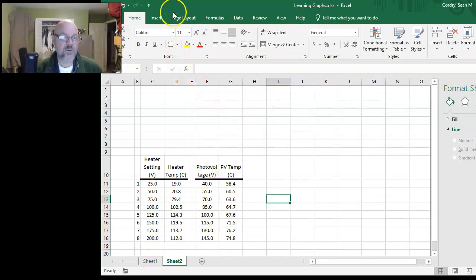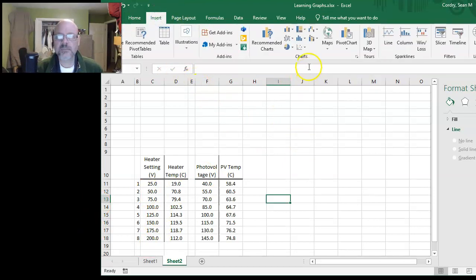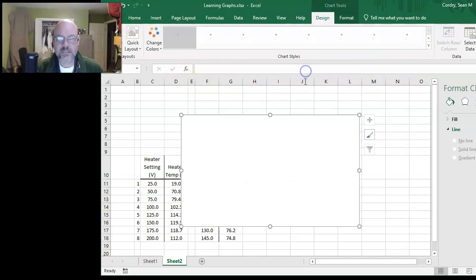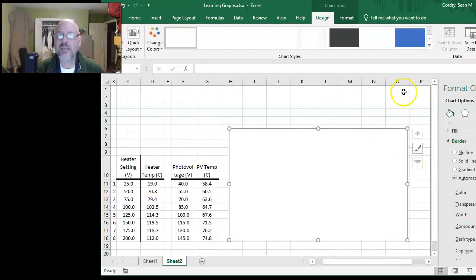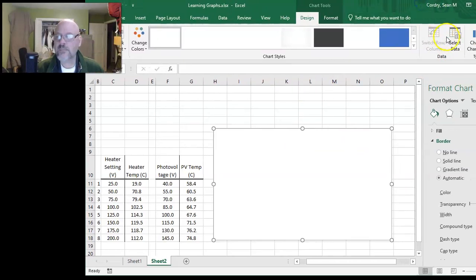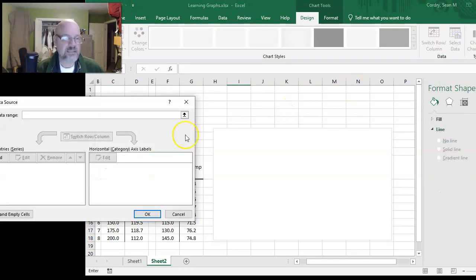Let's get a graph on here. So again, we're going to go scatter, like this, and scoot over a little bit. And we've got to put some data. It's way over here. I'm sorry, it's a little hard to see. I'm going to select data.